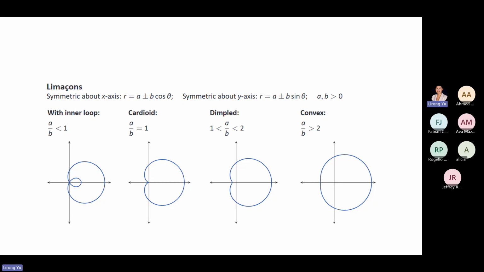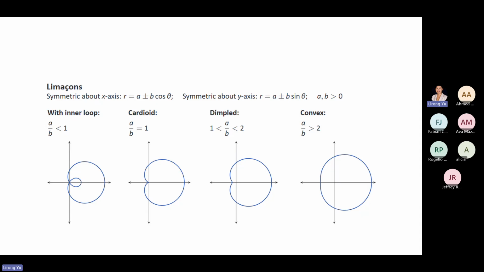The first example shows that A has a smaller coefficient, A is less than B. So B, which is the one to the side, B is bigger than A. All right, and then this one on the side has a bigger impact. You can see a little loop, an inner loop. The limaçon has the inner loop.